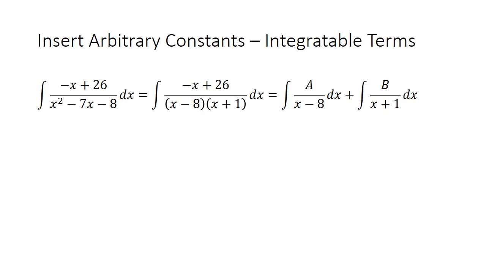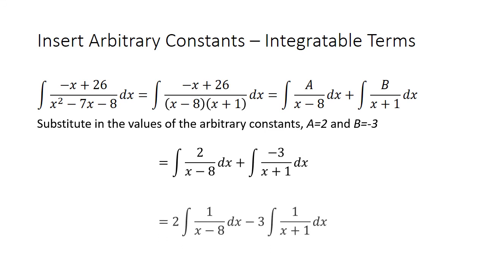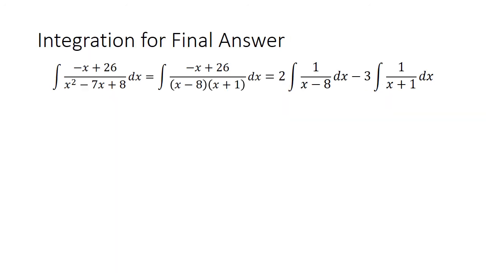So this is our formula here. The next step is to plug in the values we just worked out for big A and big B. These constants are A is equal to 2, B is equal to minus 3. The values are plugged in here, as you can see. So we have the integral of 2 over x minus 8 plus minus 3 over x plus 1. These constants are taken outside the integral signs, as shown in this slide also.